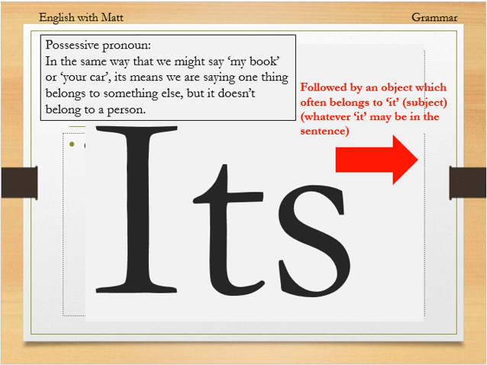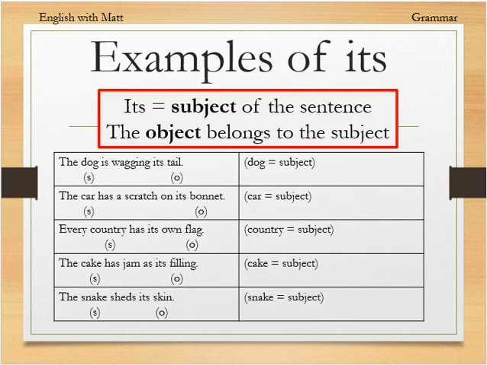In a sentence, its, without the apostrophe, tends to be followed by an object, and that object belongs to the subject. So the subject is the it, which changes. So the object belongs to the subject, and the subject is symbolised by it or its. Okay, so this is all to do with possession, and it's all to do with the object and the subject in a sentence. So if I give you some examples here, so remember that it is exactly the same as the subject. In other words, what the sentence is about.